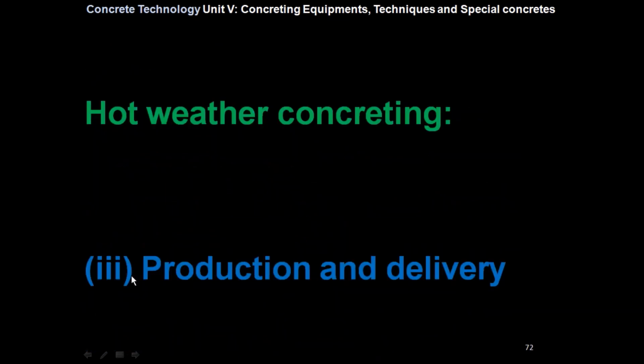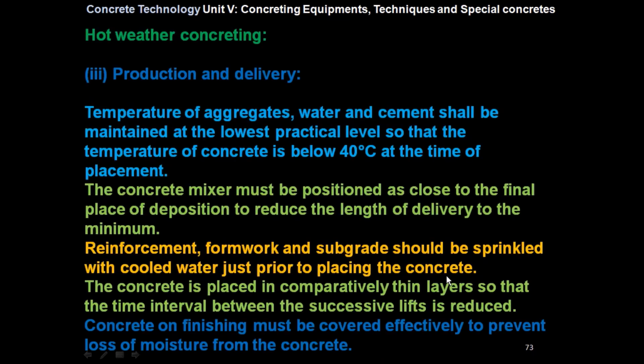Now we will see the third, the production and delivery. Temperature of aggregate, water and cement shall be maintained at the lowest practical level so that the temperature of the concrete is below 40 degrees Celsius at the time of placement. The concrete mixer must be positioned as close to the final place of deposition as possible to reduce the length of delivery to the minimum.